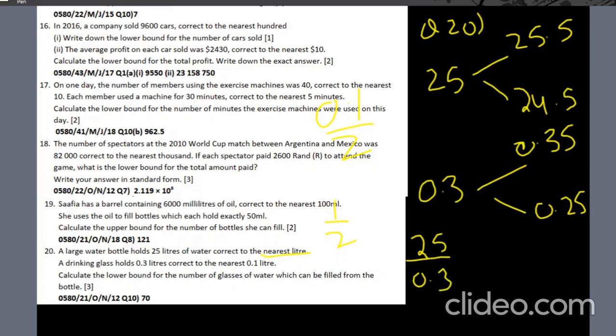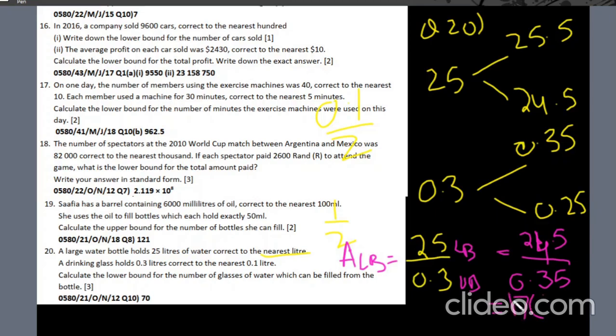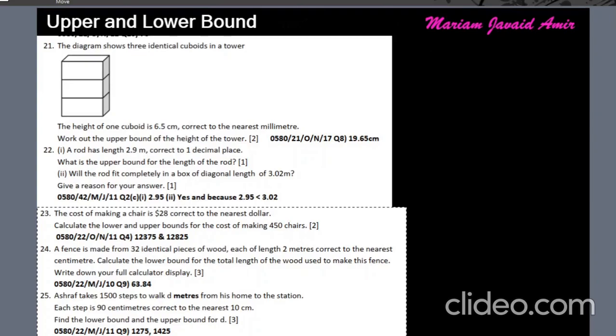Now we need the lower bound answer. So when we need a lower bound answer, take the lower bound of the numerator and the opposite of the denominator. So lower bound of the numerator is 24.5 and upper bound for the denominator is 0.35. So 24.5 divided by 0.35, which is 70. Okay, question number 21.